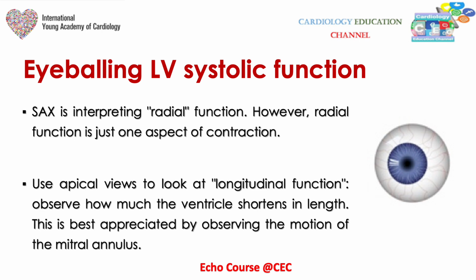The short axis is interpreting the radial function. However, the radial function is just one aspect of contraction, so you should not comment on the ejection fraction by just looking at the short axis. You should also use the apical views to look for the longitudinal function of the ventricle and observe how much the ventricle shortens in length. This is best appreciated by observing the motion of the mitral annulus.